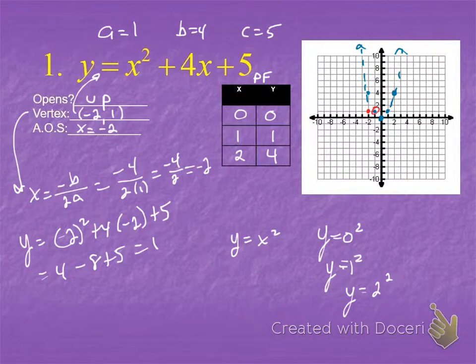So for this point right there, we're going to go left 1, 2, up 1, and that puts us right there. For this point right here, we go left 1, 2, up 1, puts us right there. For this point right here, we go left 1, 2, up 1. And for this point right here, we go left 1, 2, up 1. And so that is our actual graph of our actual function. We're just sliding the parent function over.